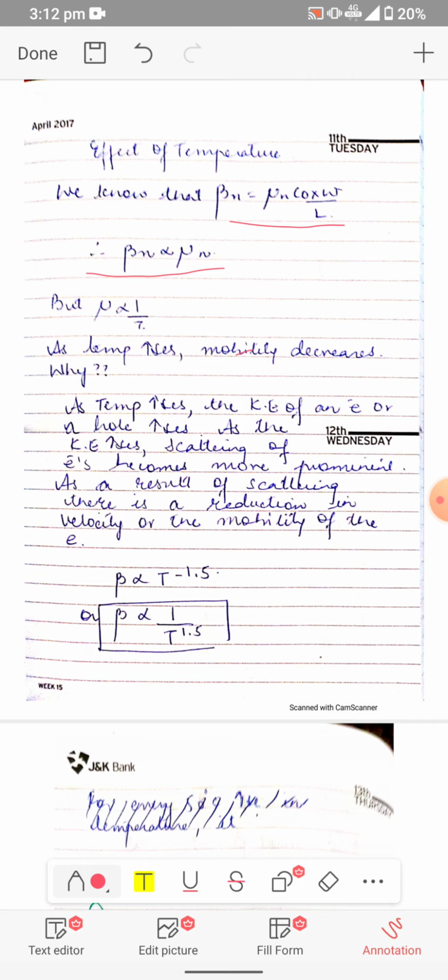Okay, but what happens to mobility as the temperature increases? As the temperature increases, we say that the mobility decreases. Why does it happen? Because whatever happens to mobility will automatically be reflected in beta. So because the mobility decreases with an increase in temperature, we say that beta will decrease with an increase in temperature. It will show similar behavior.